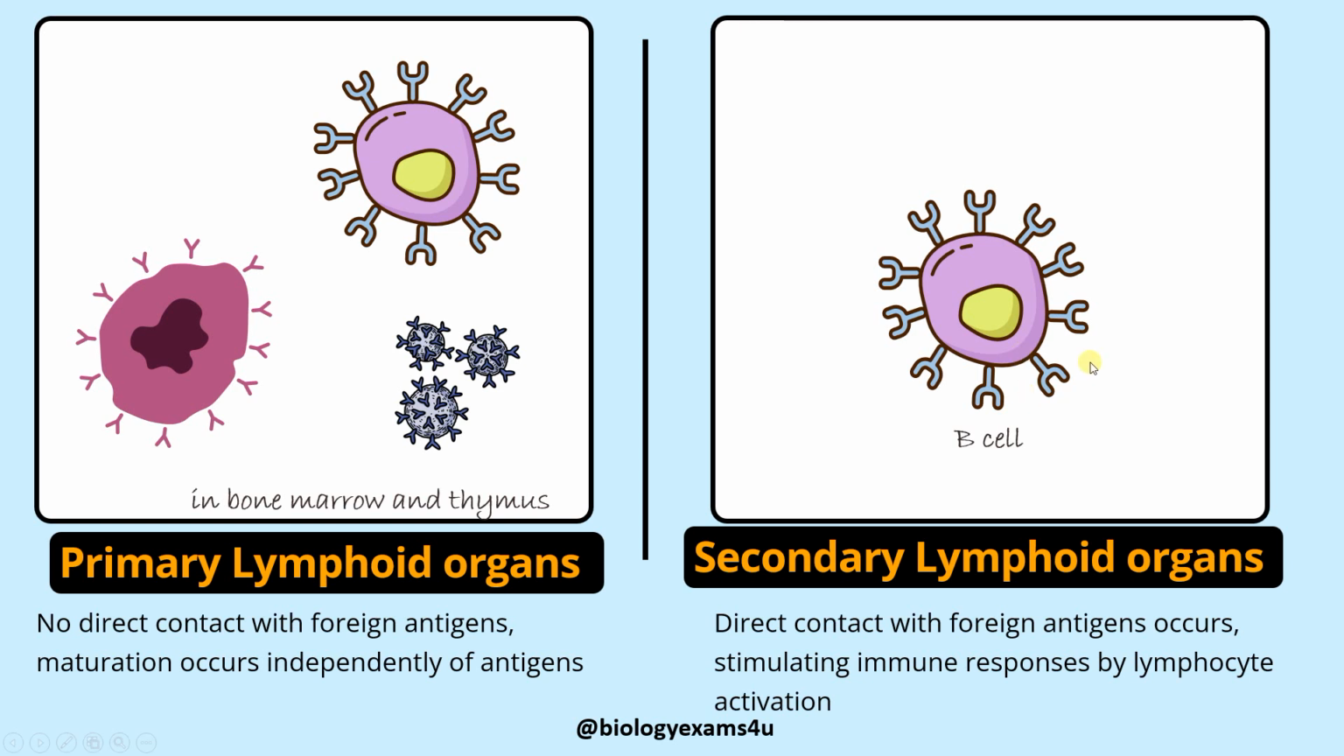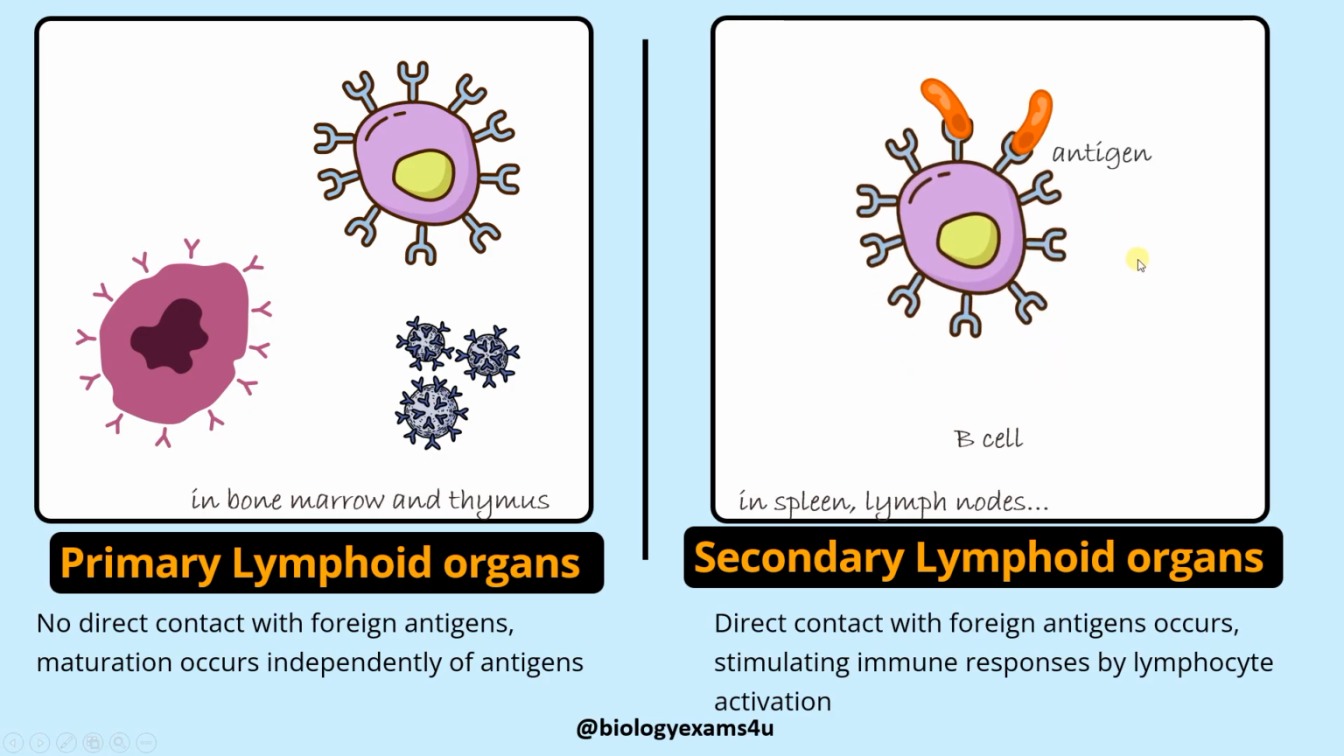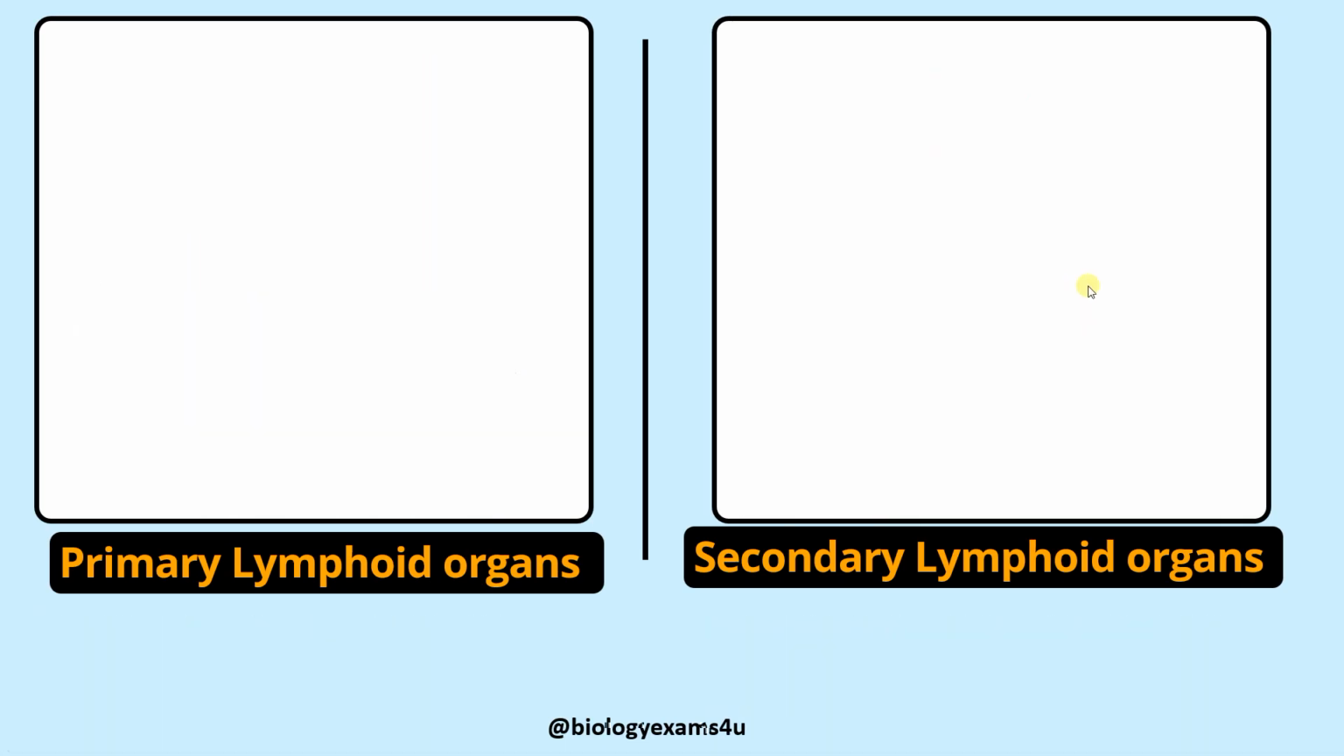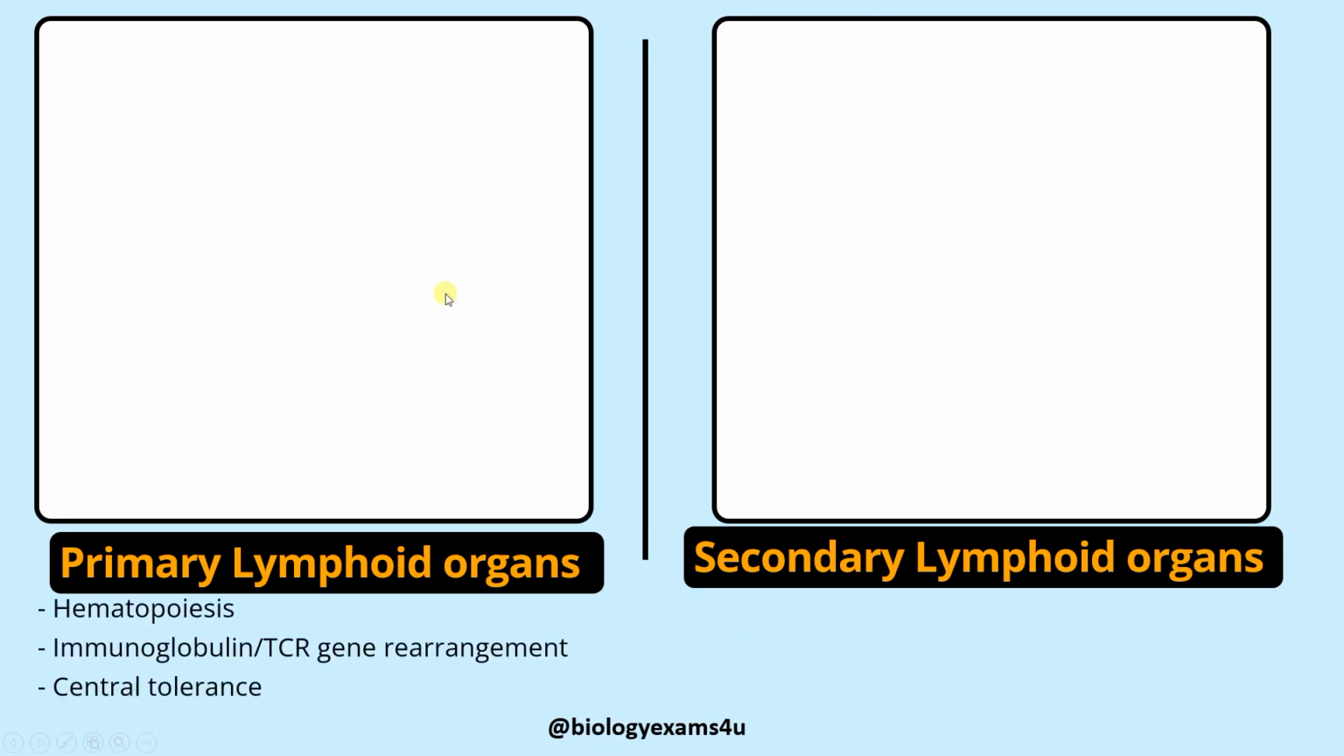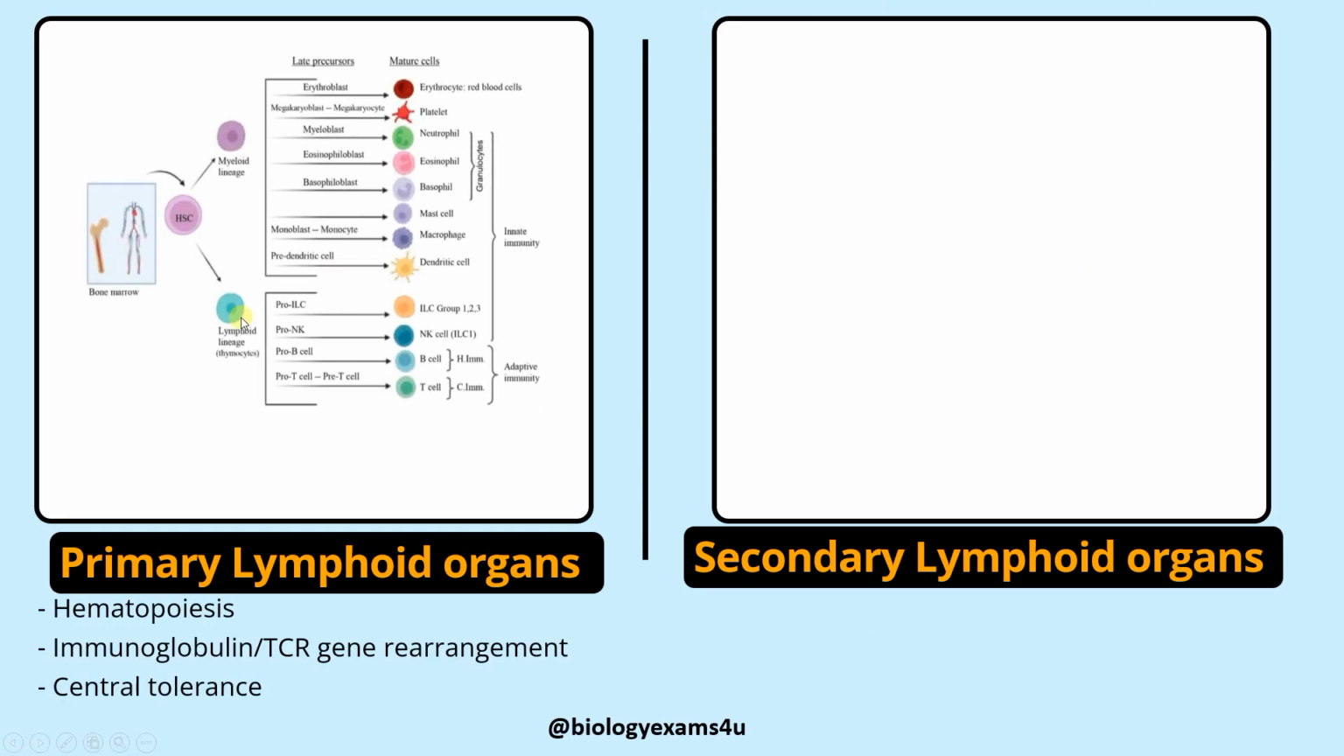As we mentioned earlier, this B cell can bind to epitopes of antigens. Upon binding to the epitopes of antigen, this B cell is activated and stimulates immune response by the activation of this lymphocyte. Now regarding the function. Primary lymphoid organs, the primary function is hematopoiesis or production of all blood cells.